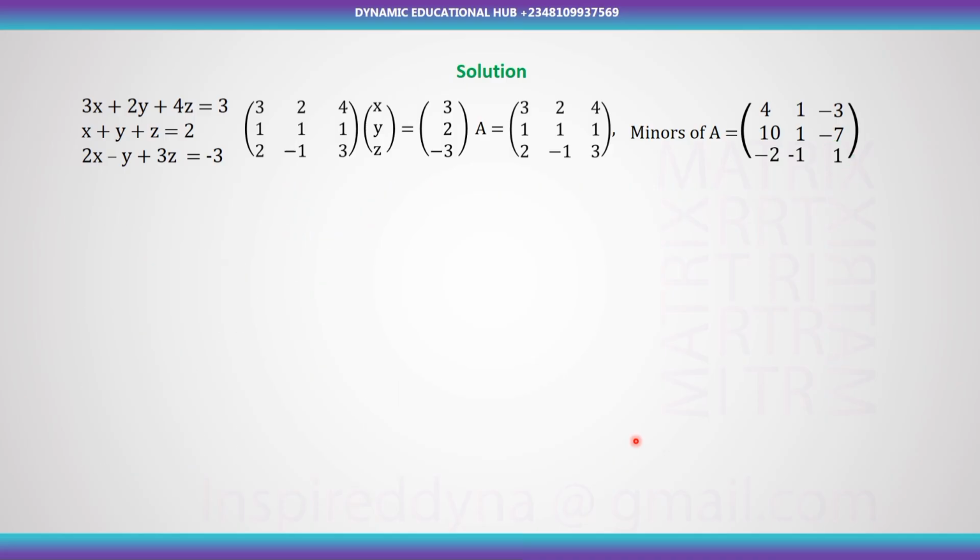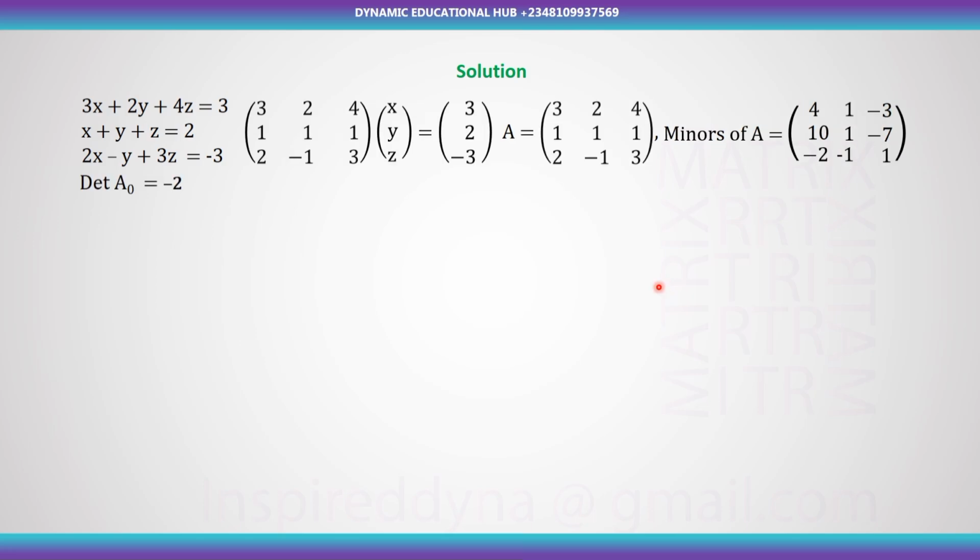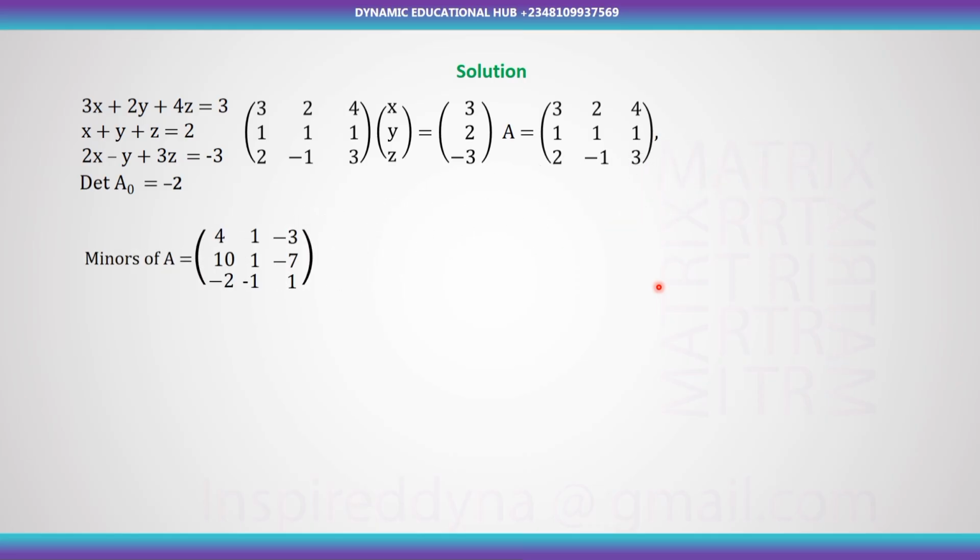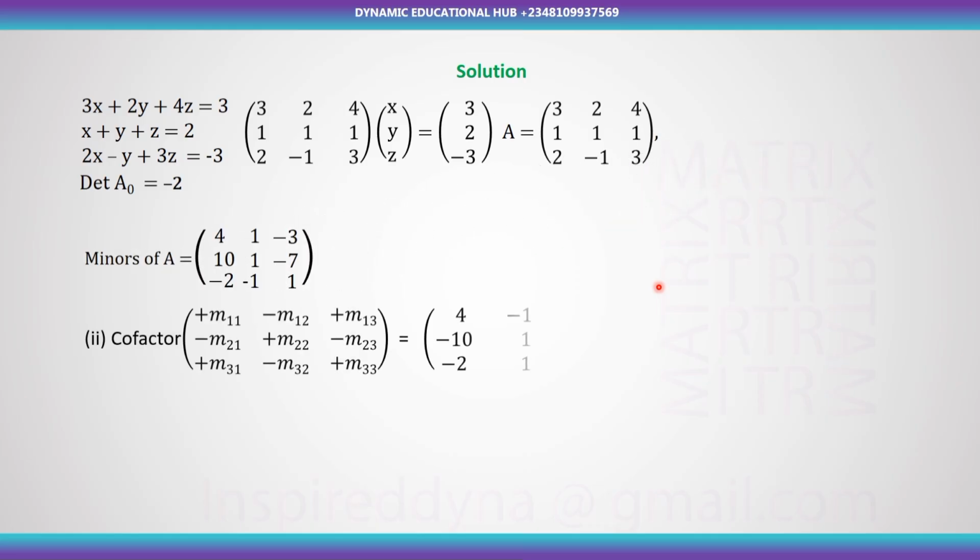Now that we have gotten our minor, the next step is to find the cofactor of this minor. Why are we doing this? To find the inverse of any matrix, we need to find the minor as well. Then we find the cofactor. To find the cofactor, remember, we are just changing sign.